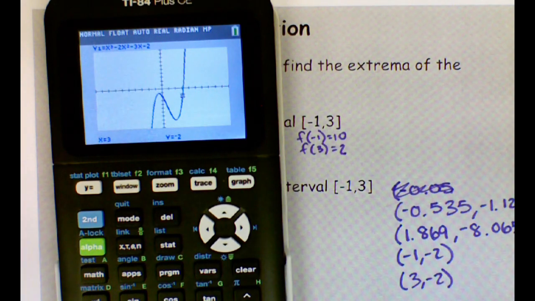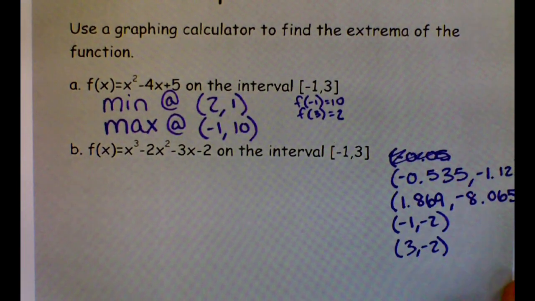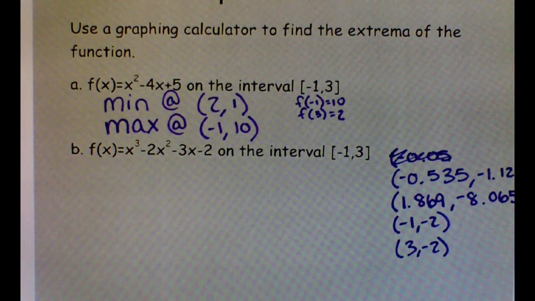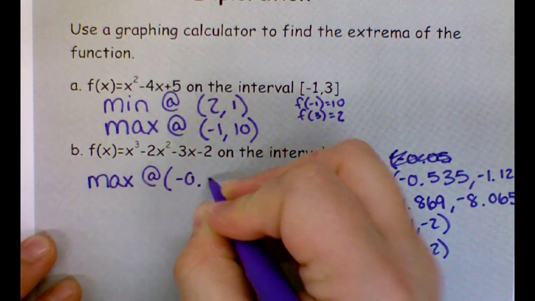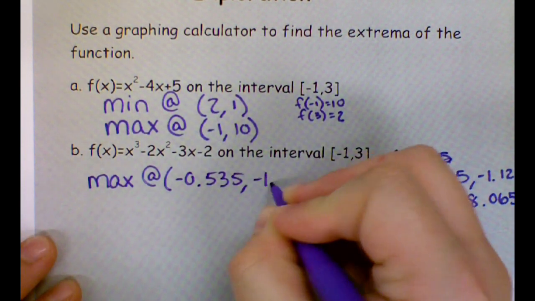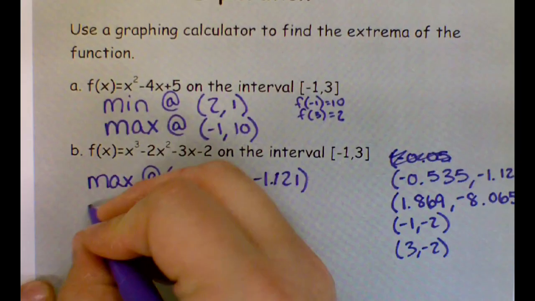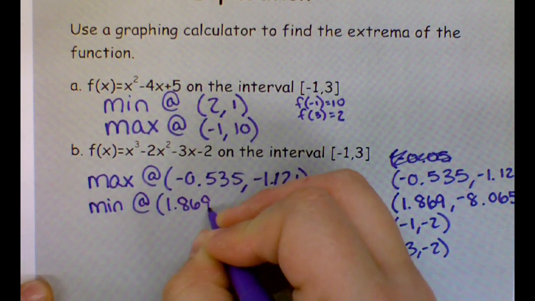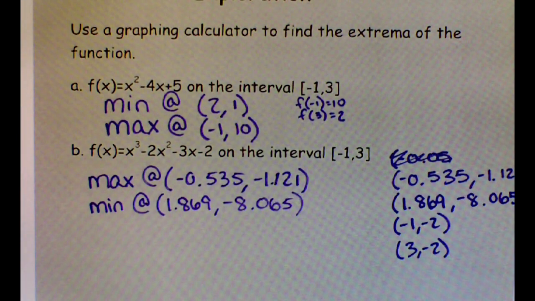All right. Now I have to decide my max and my min in this interval. Well, the highest it goes, the biggest of these numbers, is negative 1.121. So my max is at negative 0.535, negative 1.121. My minimum is definitely the negative 8, so my minimum is at 1.869, negative 8.065. So make sure that you always check those endpoints also.